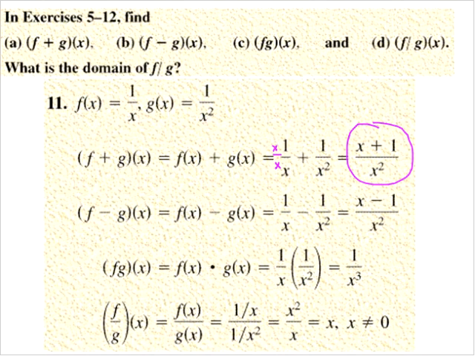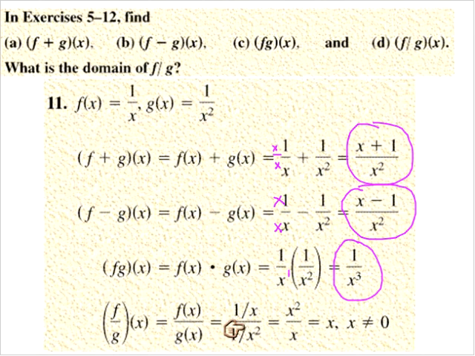When we subtract, same thing, we need a common denominator before we can subtract. So we get x minus 1 in the numerator and x squared in the denominator. Multiplying. We don't need common denominators when we multiply. We just multiply the numerators together. So 1 times 1 is 1. And we multiply the denominators together. So x times x squared is x cubed. Remember, you add your exponents of 1 plus 2 to get 3.